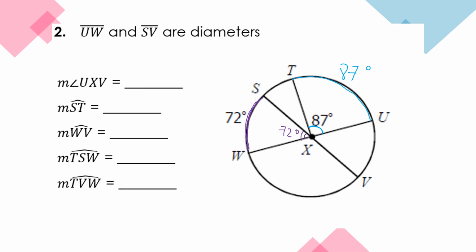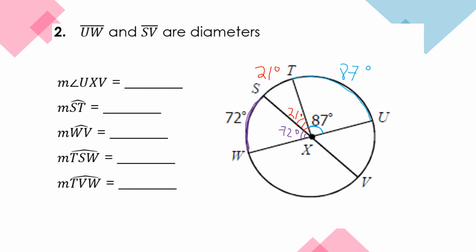Since WU is a diameter, that means that arc WS, arc ST, and arc TU should add to equal 180 degrees. So if we take 180 and subtract 72 and 87, that should give us the measure of arc ST, which would be 21 degrees. And that also means that this central angle TXS is going to be 21 degrees. So those 3 angles add to equal 180, and so do the 3 arcs.